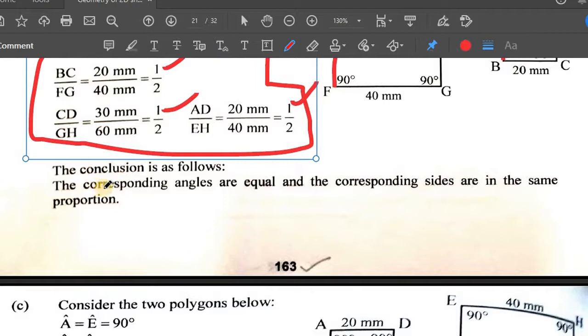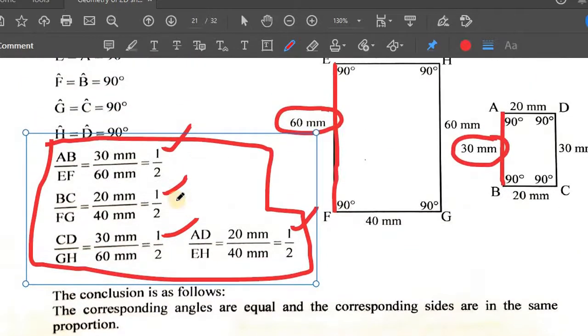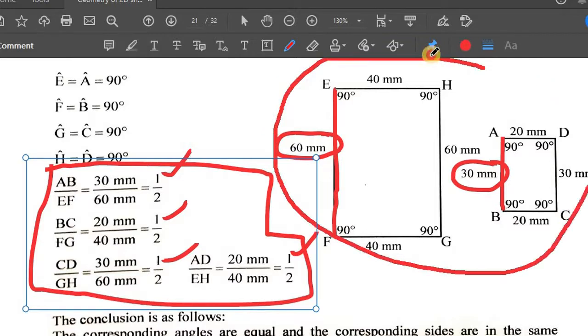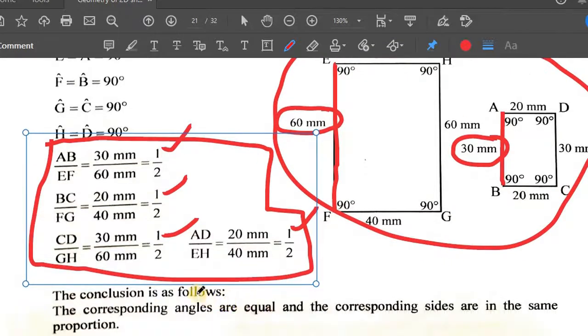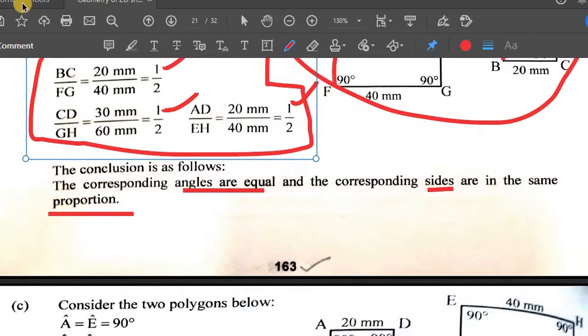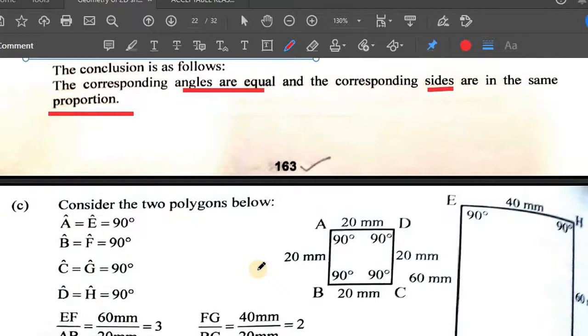So what can we conclude? The corresponding angles are equal and the corresponding sides are in the same proportion. So these two shapes here are similar because the angles are equal and the sides are in proportion, right? Okay, let's move on to the next one now.